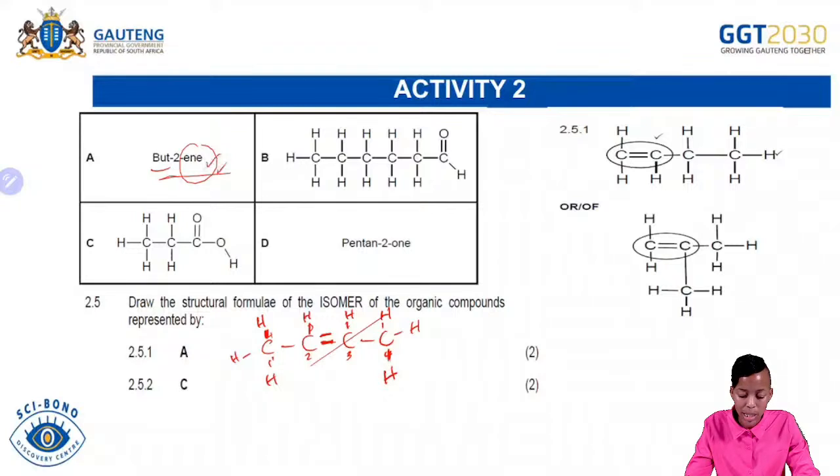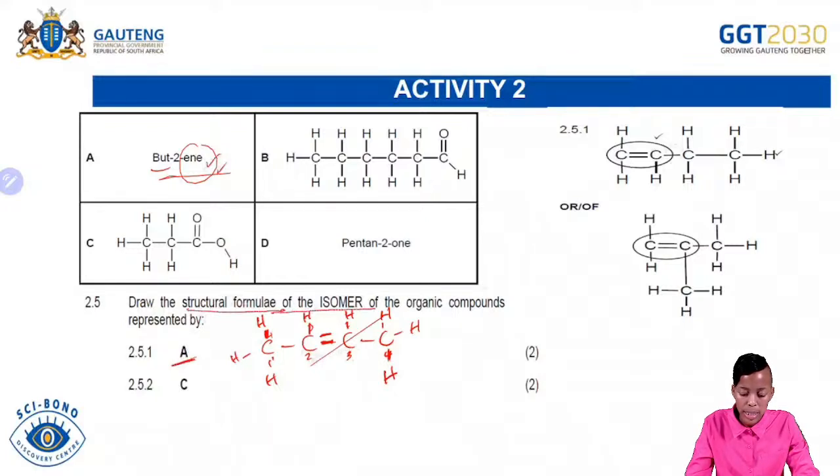The question did not say you must draw the structural formula of compound A. It said that you need to draw the structural formula of the isomer for A. So before you draw the isomer, you need to know the original structure, so that you are able to move the positions, right?